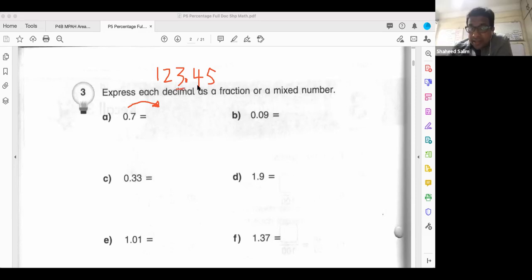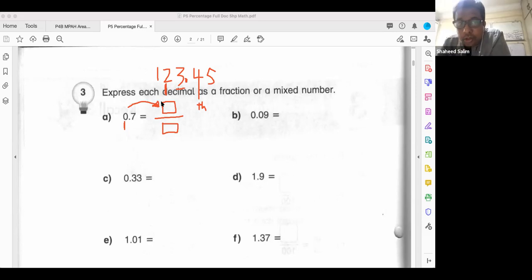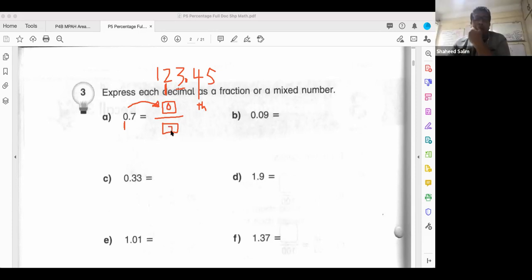Beside it is the tens, 10 with a TH. This one down here is 10 with no TH. So can you see this is the ones, right? Beside is the tenths. So what do you think is the fraction, what over what? What number should be on top? 3, 2, 0. 0. Okay. Below? 7. 7? Okay, now I show you.